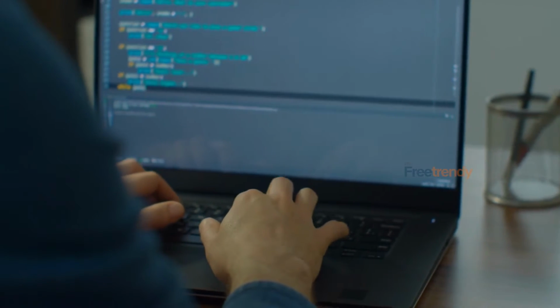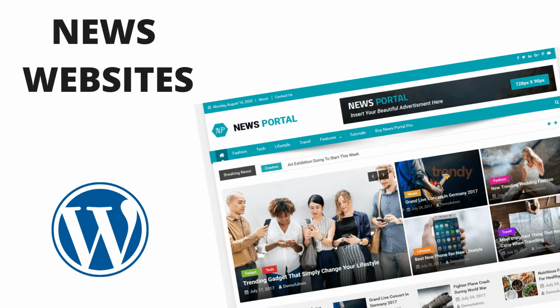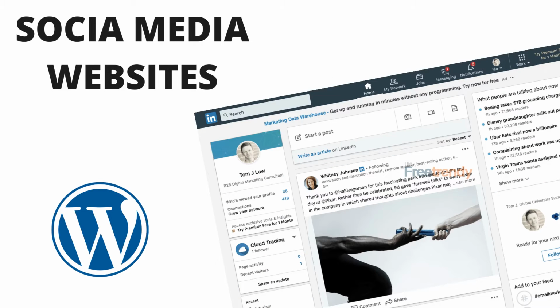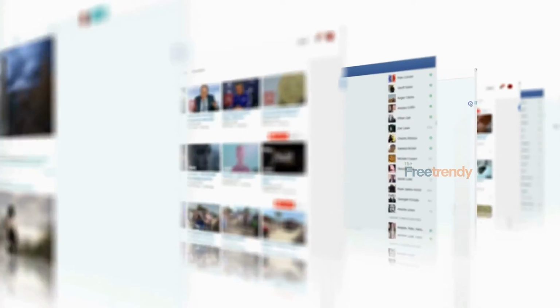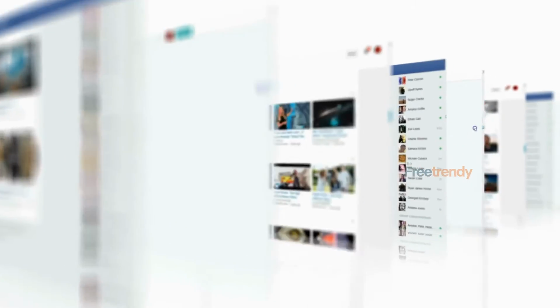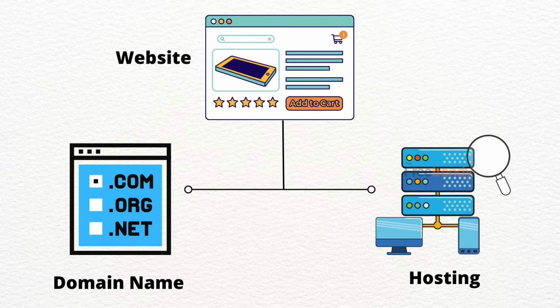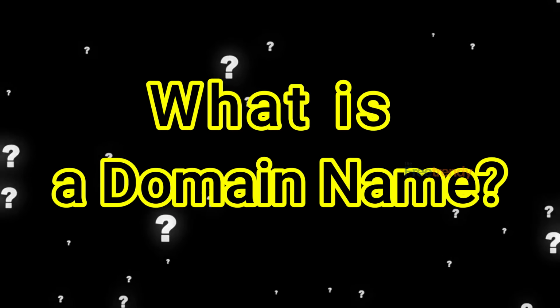Websites come in a nearly endless variety, including educational sites, news sites, forums, social media sites, e-commerce sites, and so on. The pages within a website are usually a mix of text and other media. That said, there are no rules dictating the form of a website. For a WordPress website, a domain name and web hosting are required. What is a domain name?